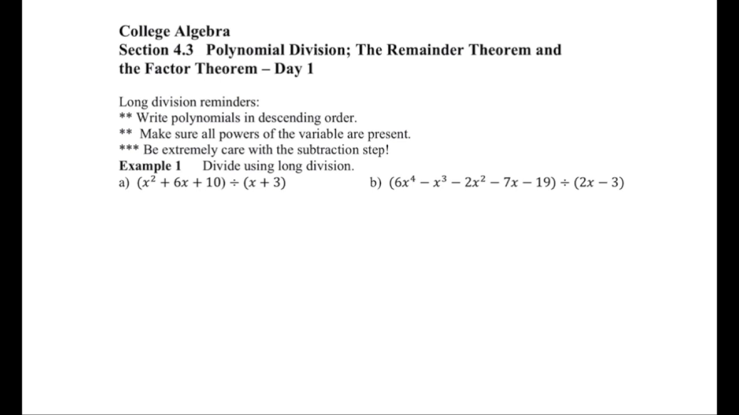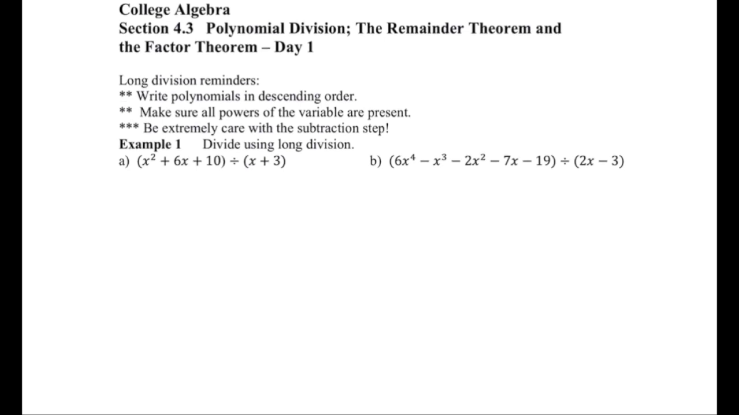In order to factor using long division, we need to make sure our polynomials are written in descending order and that all powers of the variables are present. And be extremely careful with the subtraction step. If not all the powers of the variable are present, we'll need to add them in, and I'll show you how to do that when we get to an example. Our first example is x squared plus 6x plus 10.